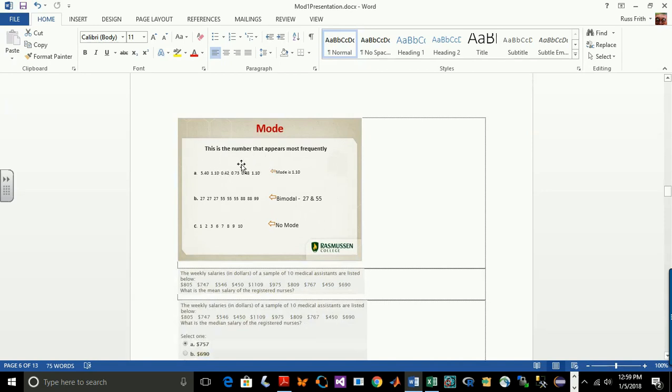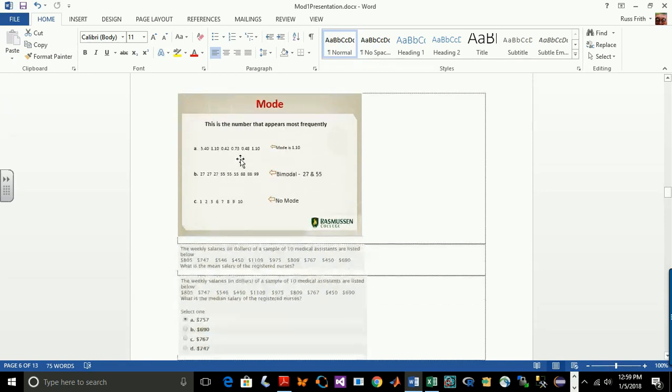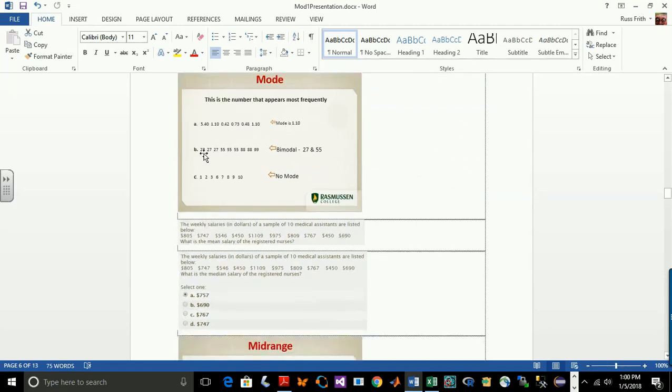Mode. This is the number that appears most frequently. Consider part A, a set of numbers. The number that occurs most frequently in the set is 1.10. Consider part B. The number that occurs most frequently in this set of numbers, well, there are two numbers. 27 occurs 3 times, and 55 occurs 3 times. So this is a bimodal set of numbers. In case C, there's no repetition of any of the numbers in the set, so this set has no mode.